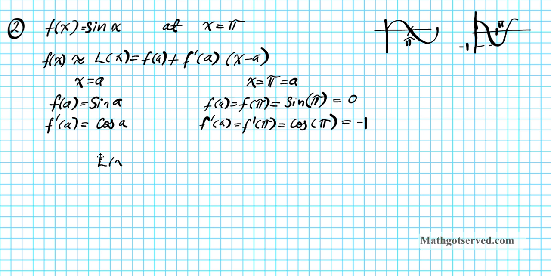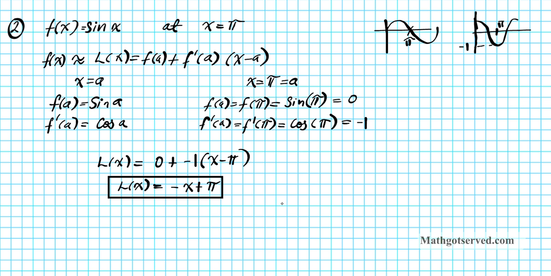So L of x is going to be f of a, which is 0, plus f prime of a, which is -1, times x minus a, which is pi. Okay, so if we simplify this, we're going to have the linearization L of x equals -x plus pi, and that's your final result.